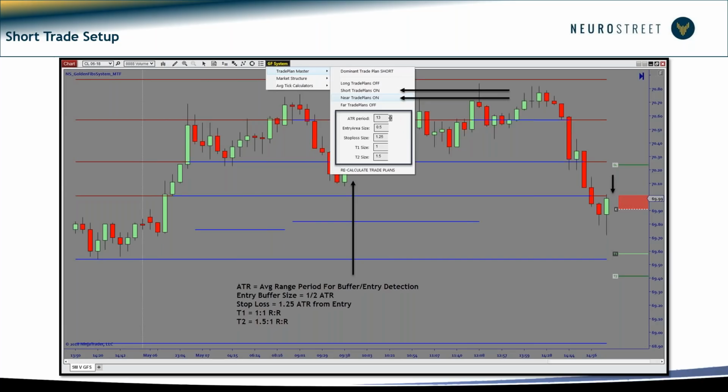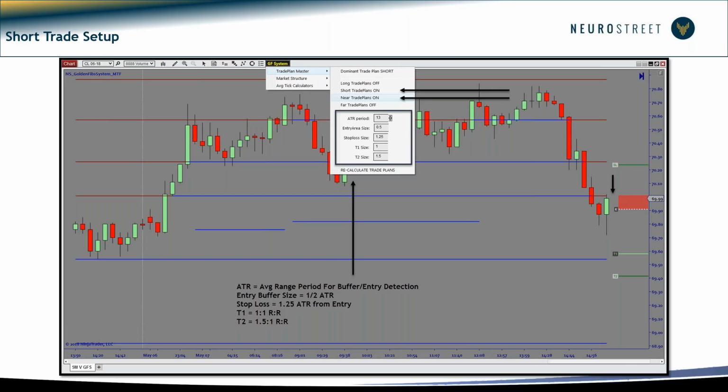And basically you can control everything by forming your ATR periods first, which dictates the size of your sell zones, which dictates the size of your stop losses and your target potential.